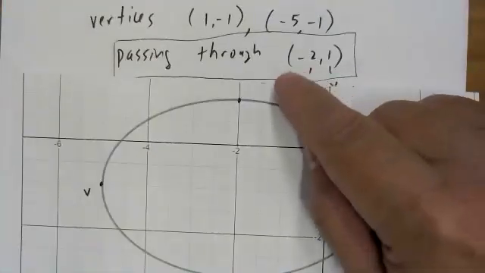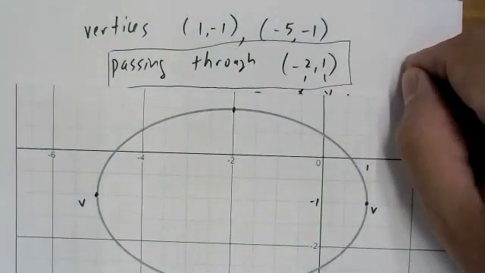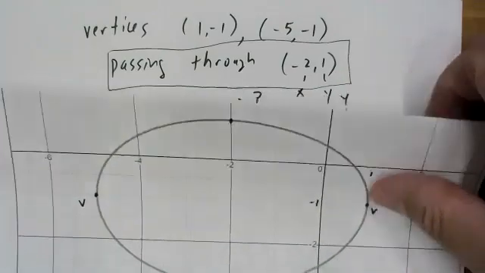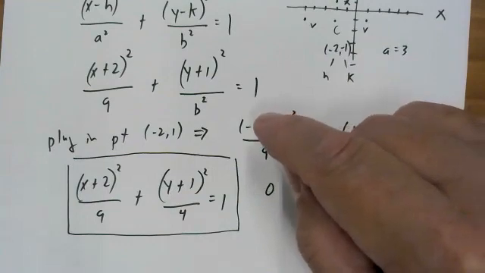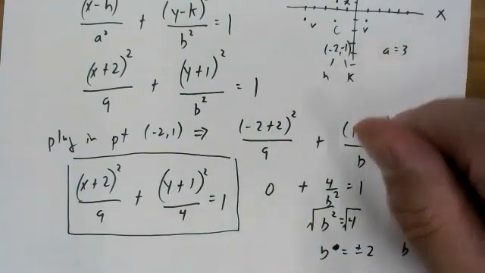The third kind of problem is where they just give you information about the ellipse, and they want you to come up with the equation. And that's what we just did. All right, so that's what we have going on with ellipses.